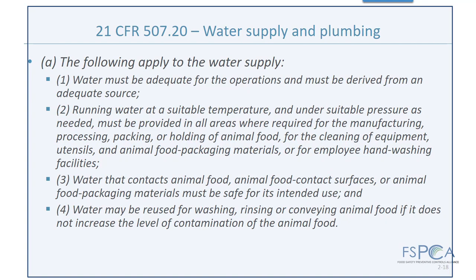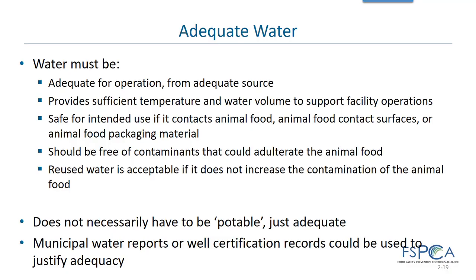Water that contacts animal food contact surfaces or animal food packaging material must be safe for its intended use. And water may be reused for washing, rinsing, or conveying animal food if it does not increase the level of contamination of the animal food. So again, I think this is a section where the animal food safety team within the facility is going to have to make all these decisions about what is safe, what is adequate, and making sure that your water supply and plumbing meets those definitions.